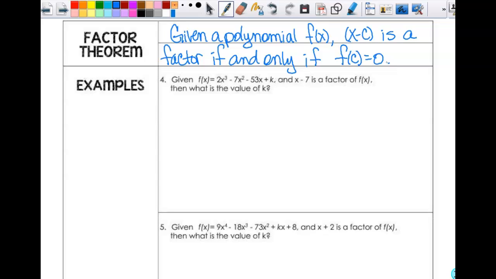I didn't call it the factor theorem. I didn't give you all these words, but we were dividing things where we got the remainder is 0, and I told you if the remainder is 0, that means this is a factor, like it divides evenly, right? So we're going to use that idea to help us with these.